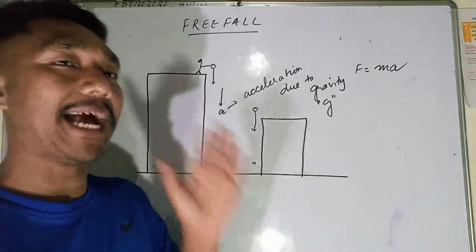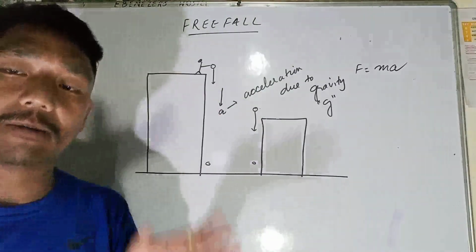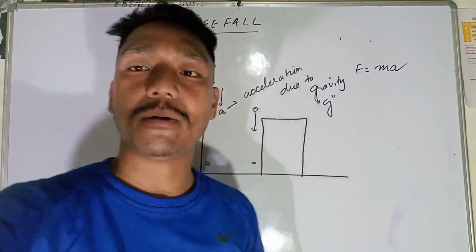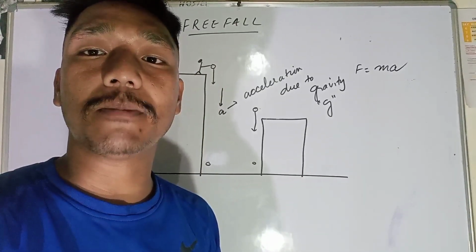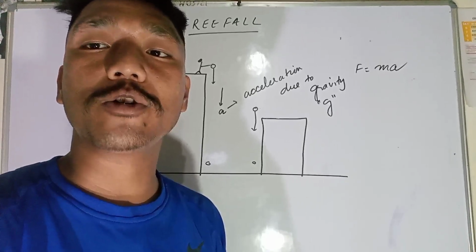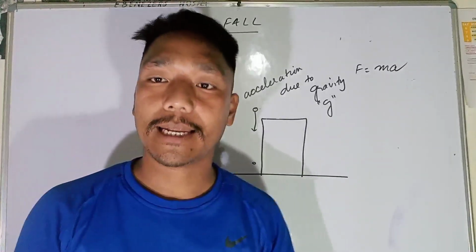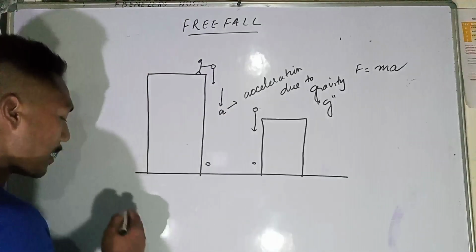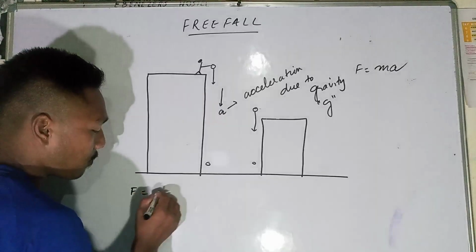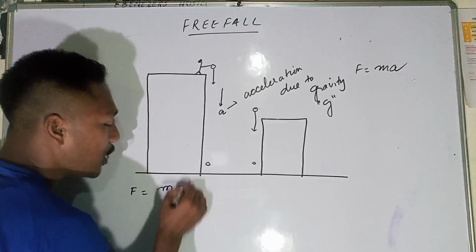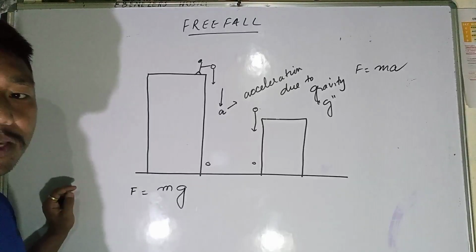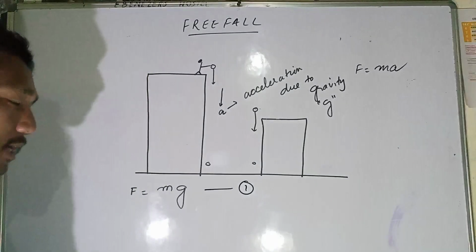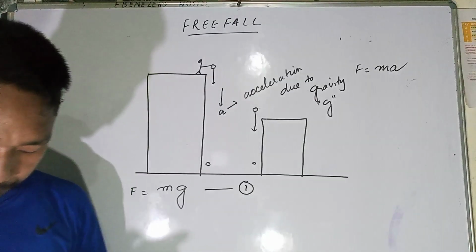The object will be having an acceleration. That is what we have learned in the previous chapters, force and motion, in Newton's second law. So from here, if I want to write the force due to gravity, it is equal to what? Mass into acceleration, that is g.